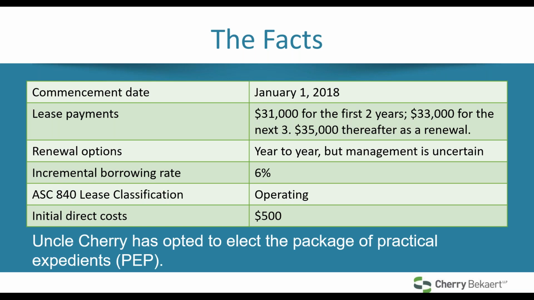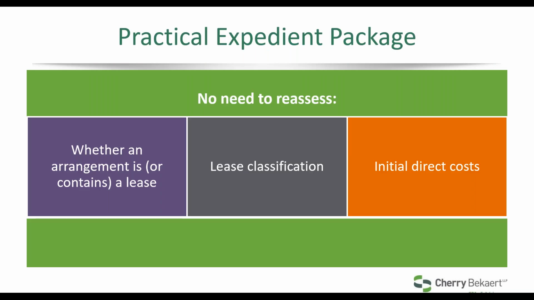It's important to note that Uncle Cherry has opted to elect the package of practical expedients. And just because many of you may not be intimately familiar with the package of practical expedients, I think it's worth going over and reviewing that with everybody. There are many more practical expedients other than the practical expedient package, which I'm just calling PEP. There are many more, but this one in particular, we feel most of you are going to be extremely interested in adopting if you're under FASB.